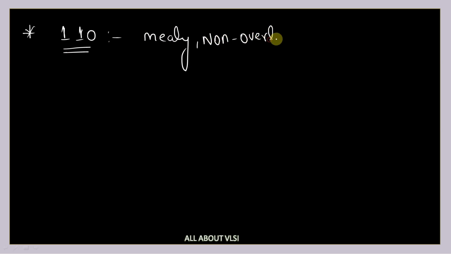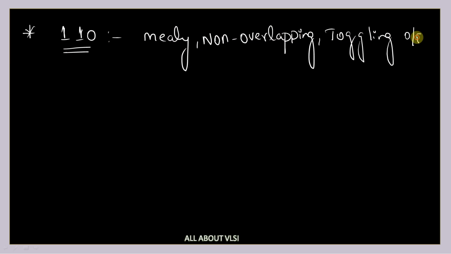Let us see one more sequence, 110. We need to design a Mealy non-overlapping toggling output. Okay, we need to design this Mealy non-overlapping toggling output 110.